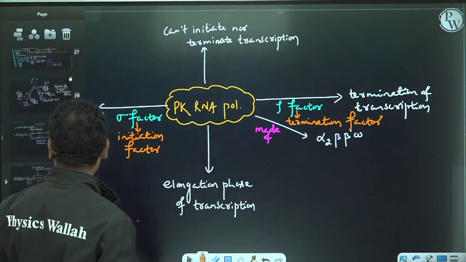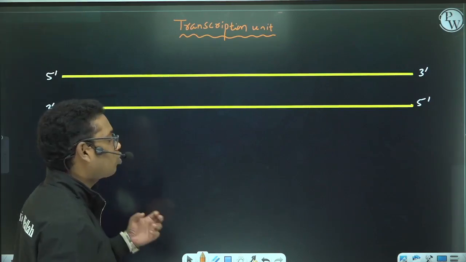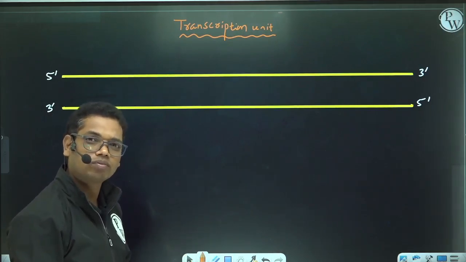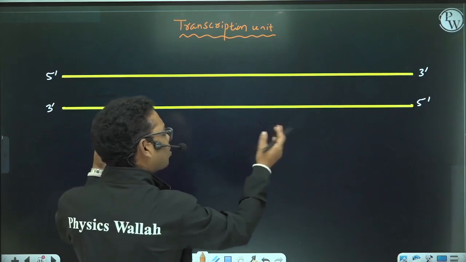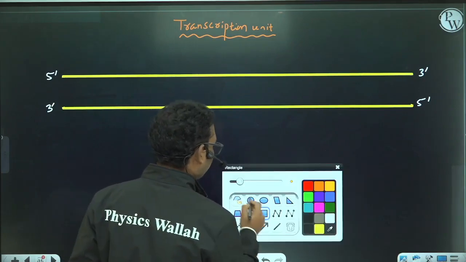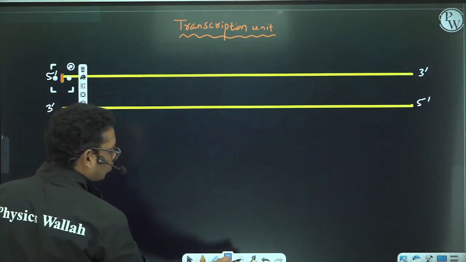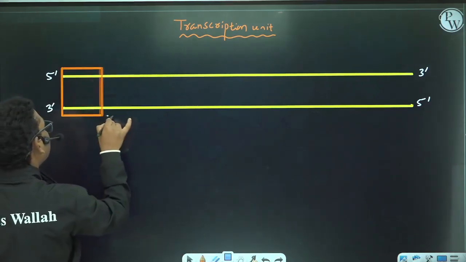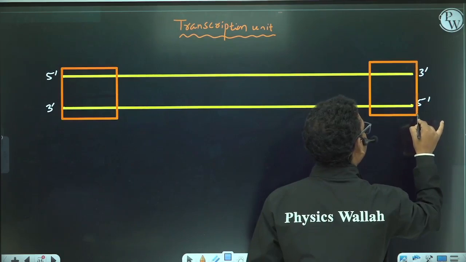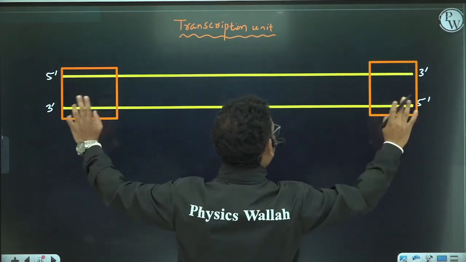So I'm going to talk to you about the mechanism of transcription, but before that, let us talk about the transcription unit. The smallest segment of DNA which is capable of independent transcription is called a transcription unit. So this is a segment of DNA which is a transcription unit. At one end I will have some sequence, and here also I am having another sequence. This is 5 prime, so this will be 3 prime, and this is 3 prime, so this will be 5 prime, anti-parallel in nature.